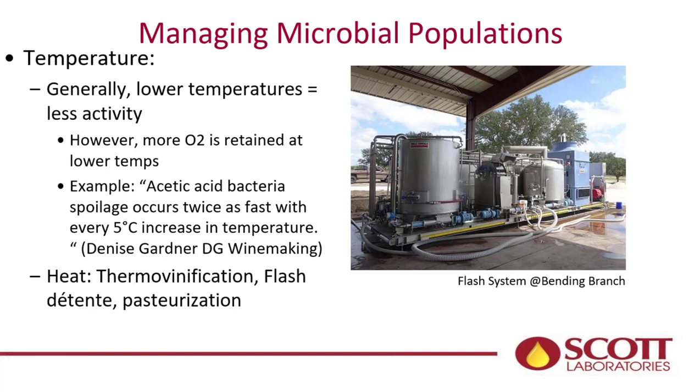So here's a picture from Texas. This is the flash détente system at Bending Branch. These are becoming more and more prevalent. It kind of started, I would say, about 10 years ago on the West Coast. They'd been used in Europe for a period of time, but it sometimes takes a while for things to get adopted over here. But very generally with temperature, lower temperatures equal less activity.